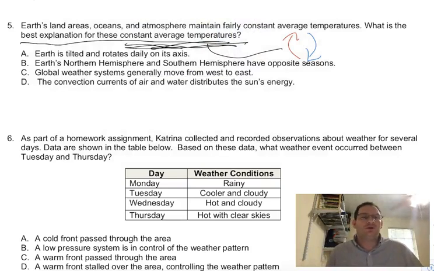So let's look at each of these choices. A, Earth is tilted and rotates daily on its axis. That is true, but does not explain the constant average temperatures.